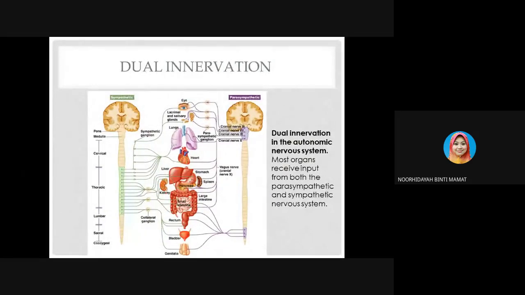So this is the dual innervation. This is the innervation in the autonomic nervous system. Most organs receive input from both the parasympathetic system and the sympathetic system. So this is what we call dual innervation.